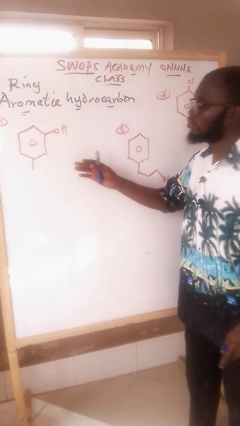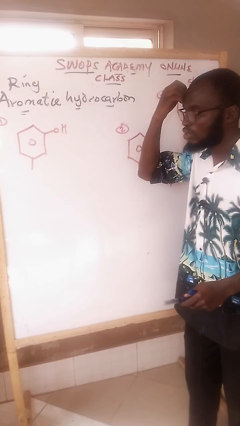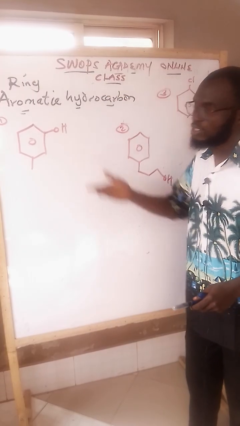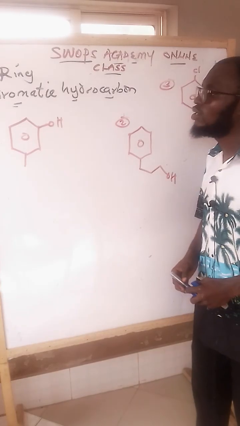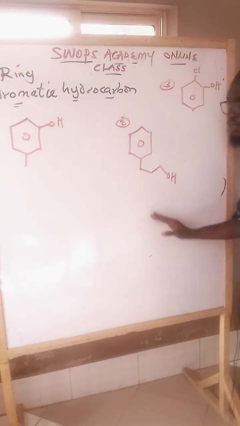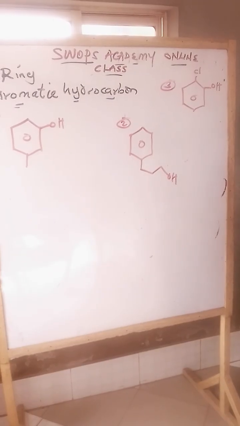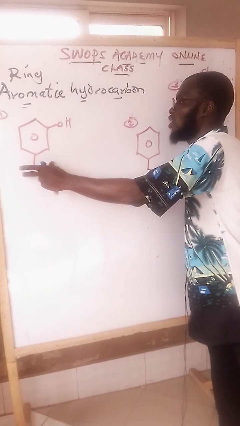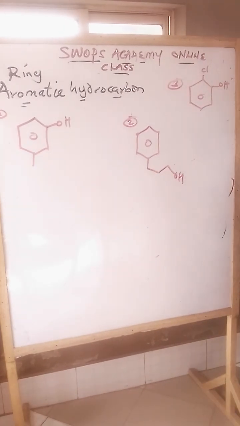Alhamdulillah. Now, since we have gotten the nomenclature, the naming and the rules guiding how to name this, note that I told you this is the first structure. This is the second structure. This is the third structure. Are we together? Are we good to go?